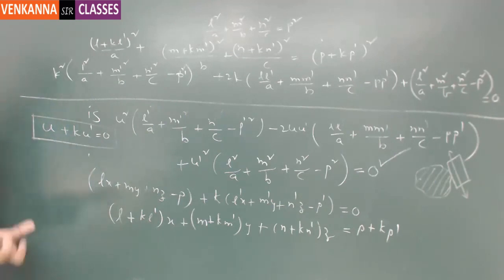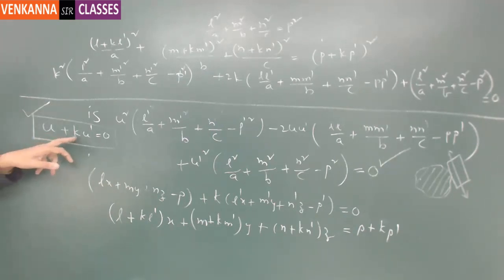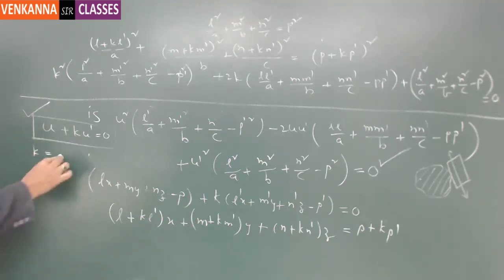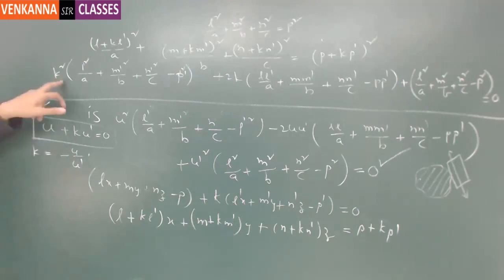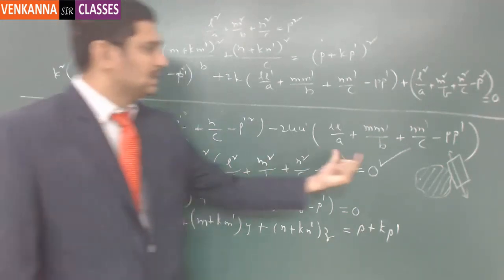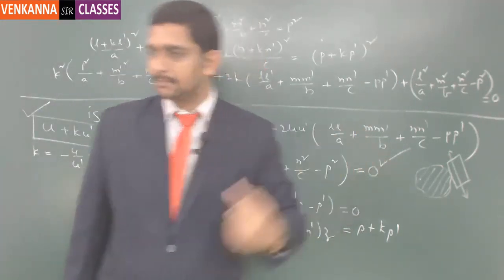So for that, what is the value I need to substitute in place of k? Because initially I have taken that u plus k u dash equal to 0. From this I can write k is equal to minus u by u dash. Say. So substituting k is equal to minus u by u dash, in this position we will get the required solution. That's it.